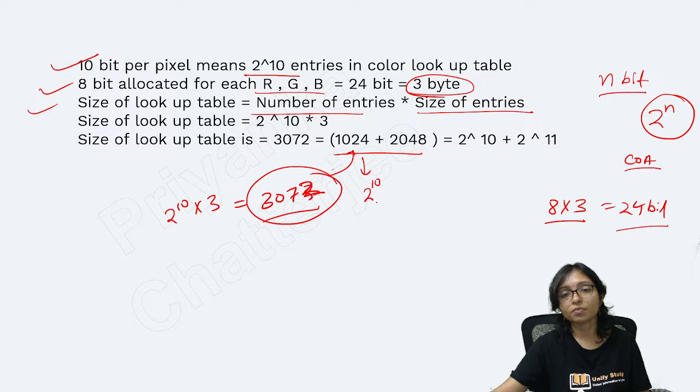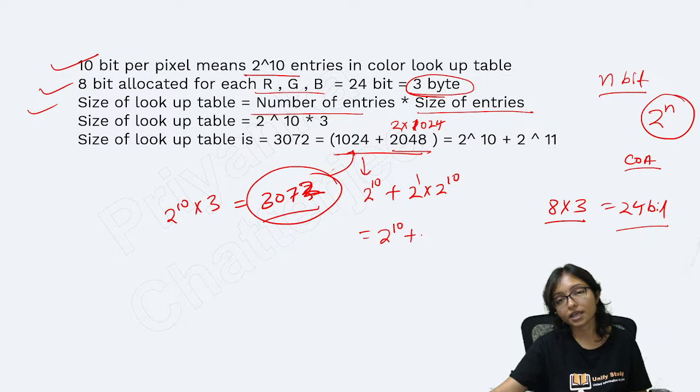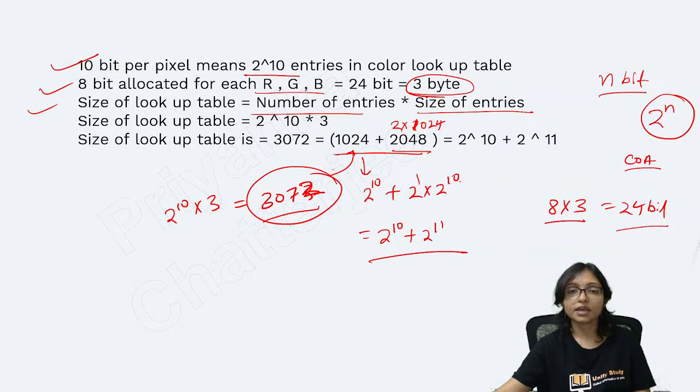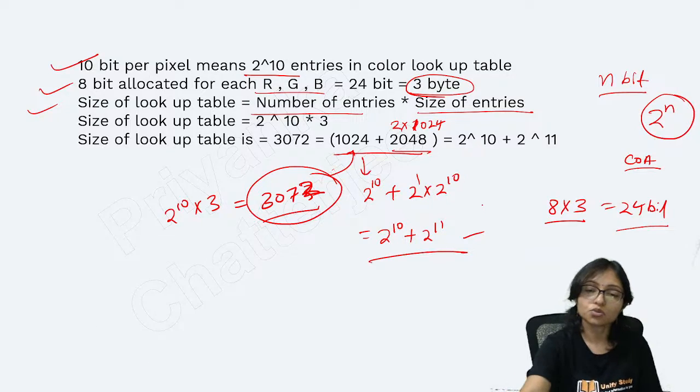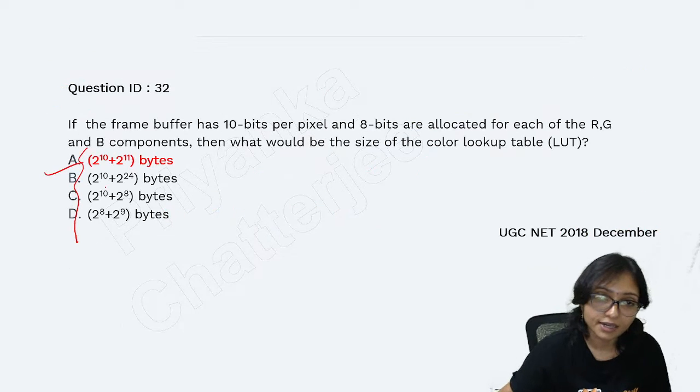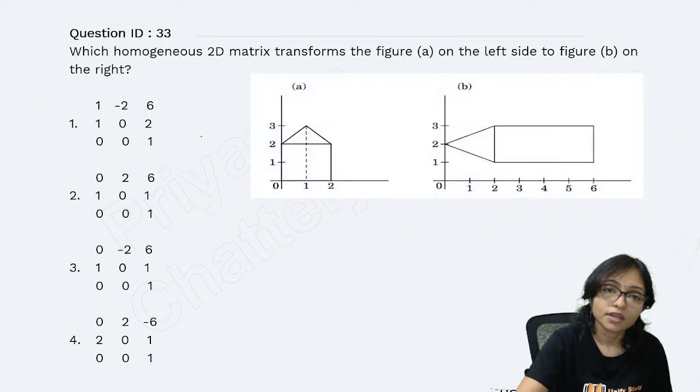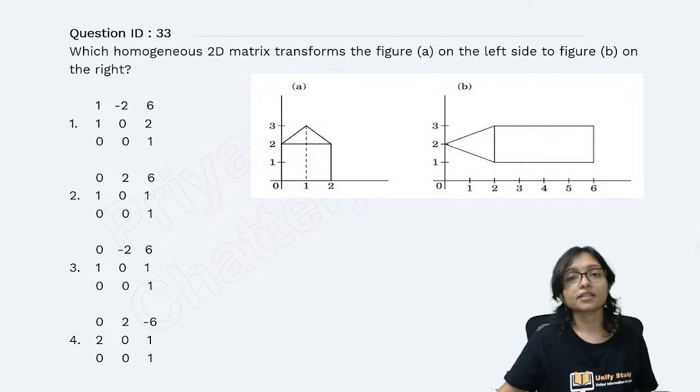1024 means 2 to the power 10, and 2048 means what? 2 multiplied by 1024. So it will be 2 multiplied by 2 to the power 10, so 2 to the power 1 multiplied by 2 to the power 10, that is 2 to the power 11. That's why your answer will be 2 to the power 10 plus 2 to the power 11, and that is the answer.